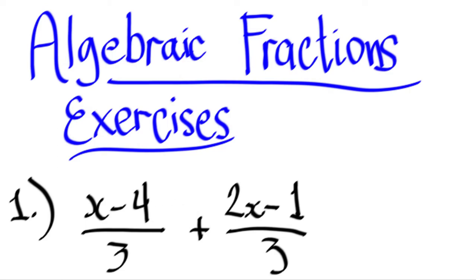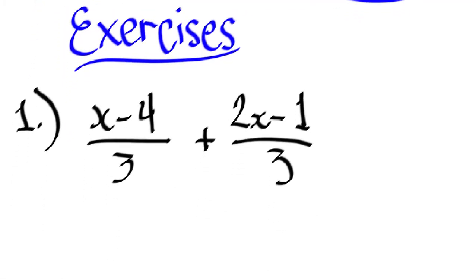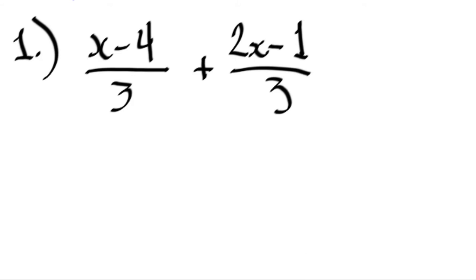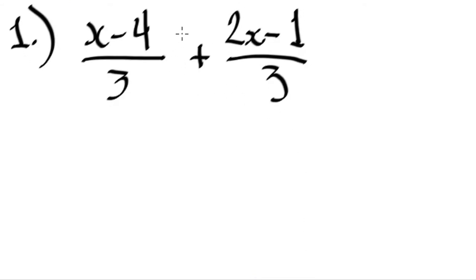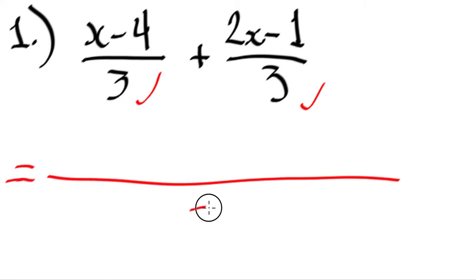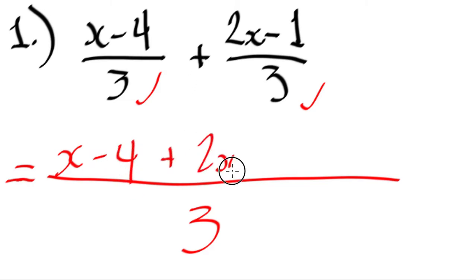Okay, so kindly ready your answer, and then we're going to answer this right now. Notice that in number one, we have similar fractions since they have the same denominators. So you don't need to do anything with the denominators. We just need to copy the denominator, which is 3. Then we put the numerator of the first term, x minus 4, copy the operation plus, and then 2x minus 1.